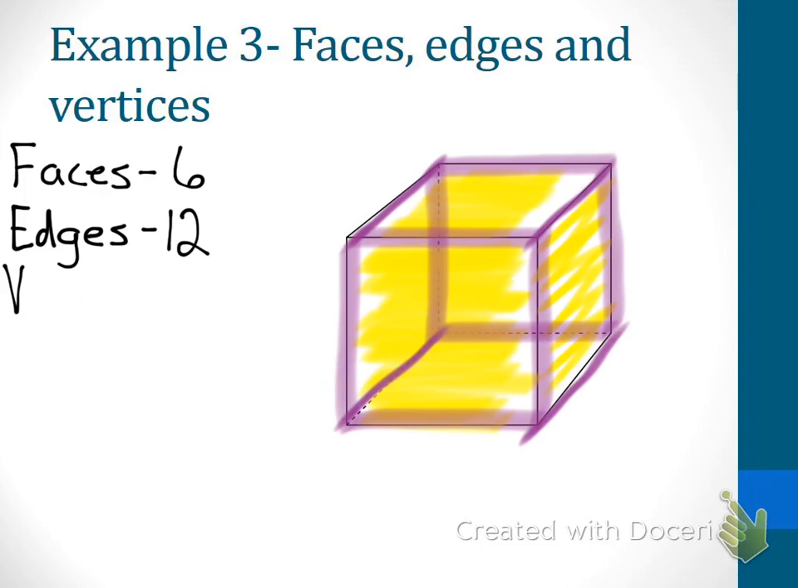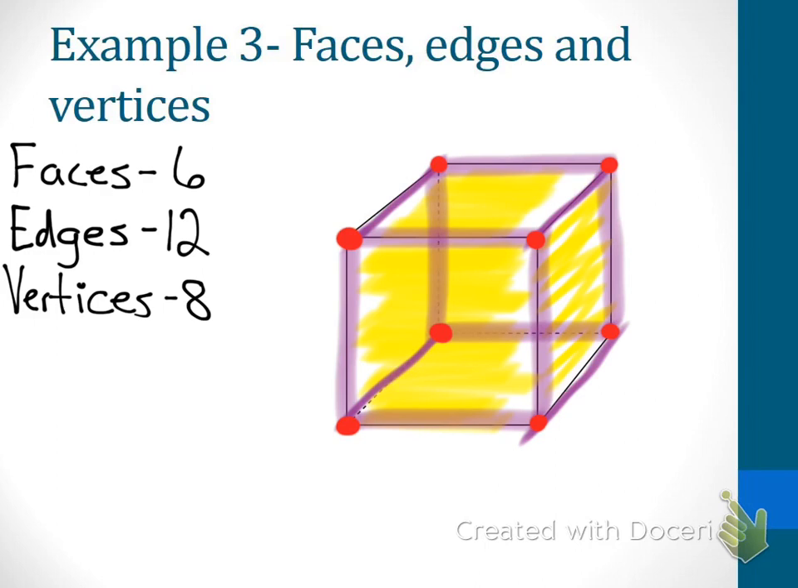Then the third thing is what we call a vertice or a vertex. Vertice is plural, meaning more than one. A vertex is where the edges meet, the point where multiple edges meet. So how many vertices do I have on the front? 4. How many do I have on the back? 1, 2, 3, 4, 5, 6, 7, 8. 8 vertices. There's just 8 points where the edges meet.